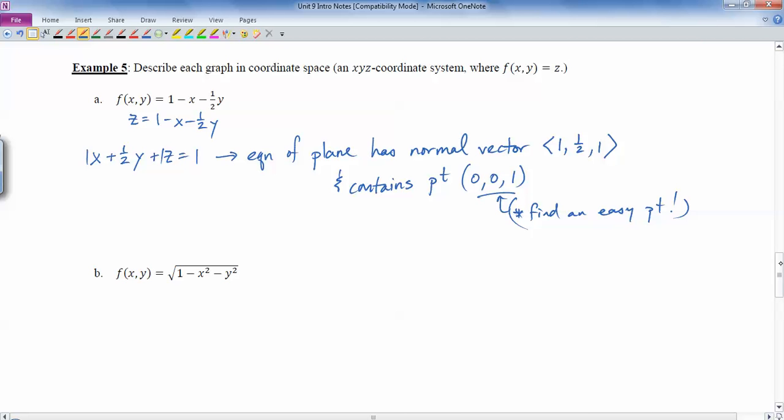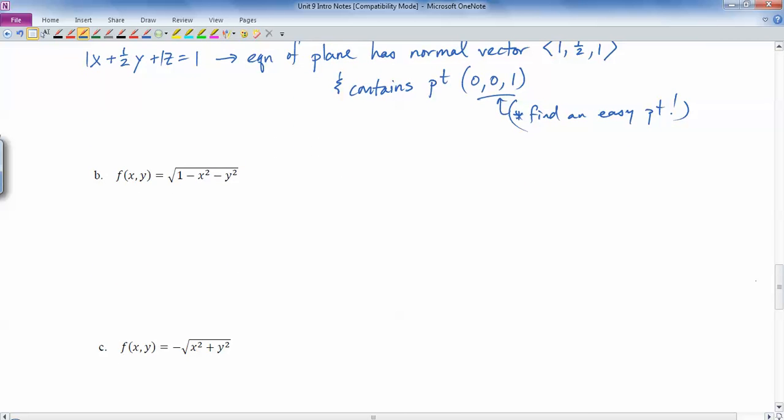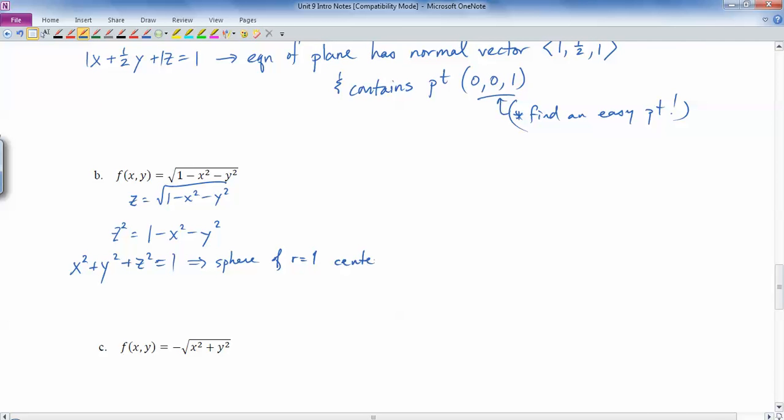Okay. Let's look at B. So in B, we've got z equals root 1 minus x squared minus y squared. And if you're not sure just off the top of your head what that is, let's square both sides, and then bring all the variables to one side. So we get x squared plus y squared plus z squared equals 1. And this right here is a sphere of radius 1, centered at the origin.